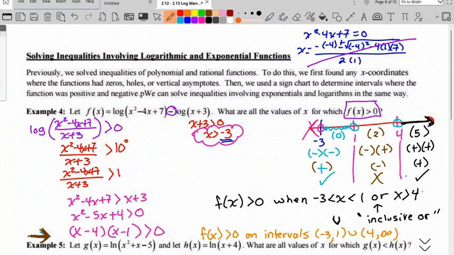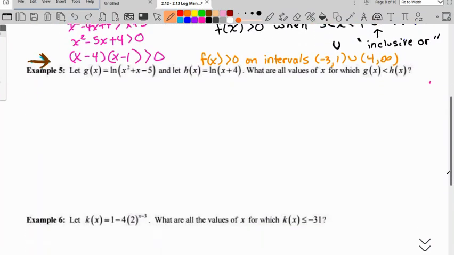Okay, any questions about that? I say let's try another one of those, because it was a little bit harder. Let's go ahead and try the one right underneath. Let's try number 5.